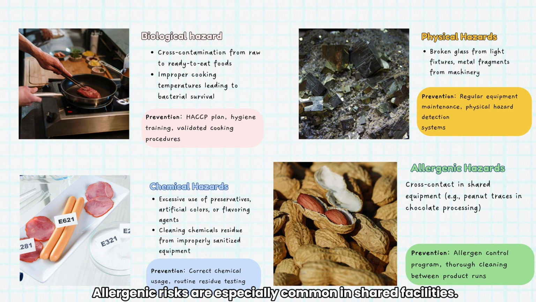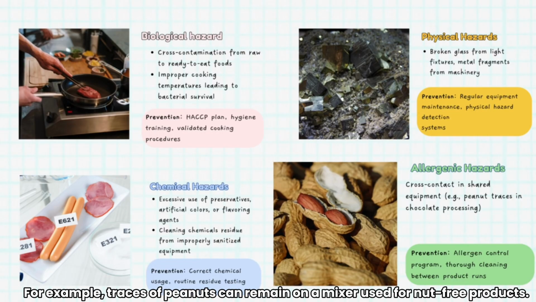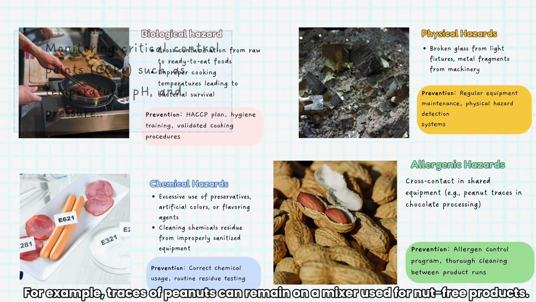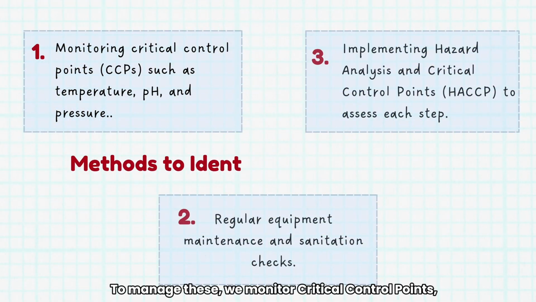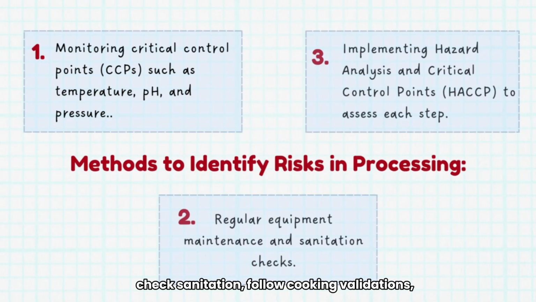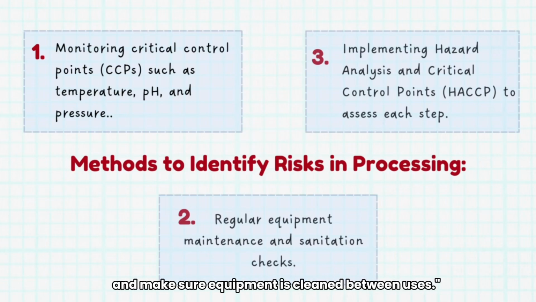Allergenic risks are especially common in shared facilities. For example, traces of peanuts can remain on a mixer used for nut-free products. To manage these, we monitor critical control points, check sanitation, follow cooking validations, and make sure equipment is cleaned between uses.